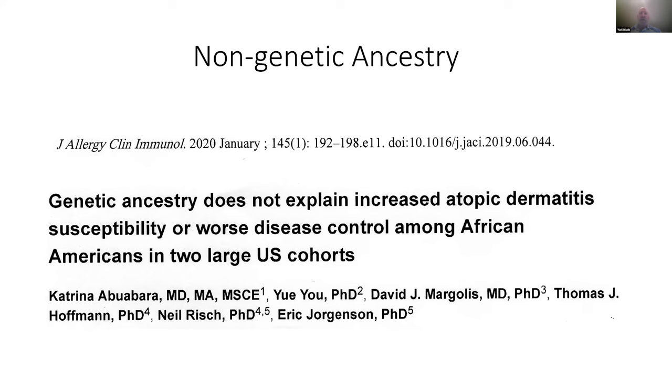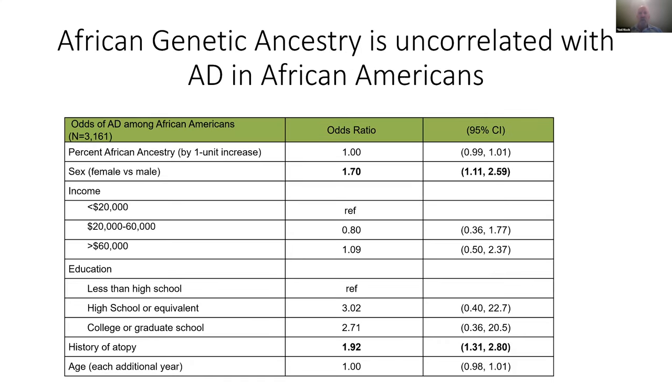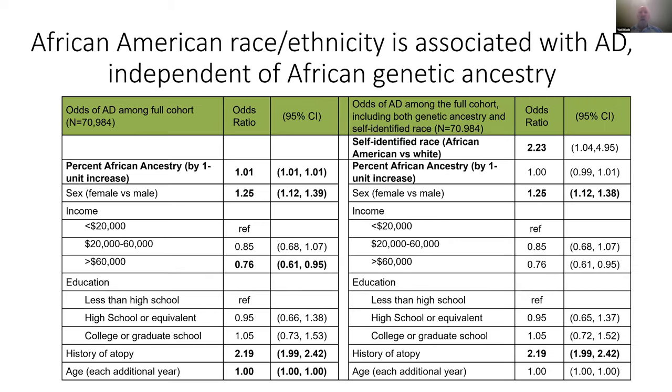This is atopic dermatitis, which is twice as common in African Americans. This is again in our GERA cohort. If you look at the first row, it's twice as common in African Americans. When we looked at genetic ancestry, there was no relationship to genetic ancestry in the African Americans. There was no higher risk associated with African ancestry. When we look at African ancestry by itself without including the race variable, it's highly significant. When we include both the race variable and African ancestry in the entire cohort of whites and African Americans, only the race variable is significant.